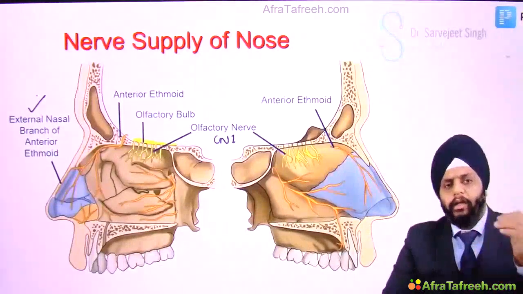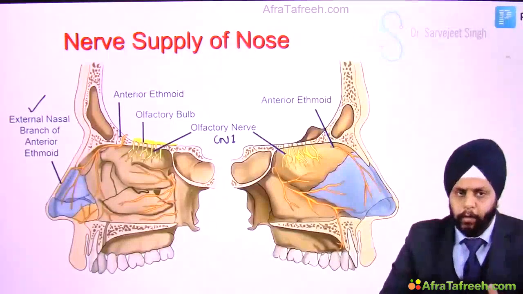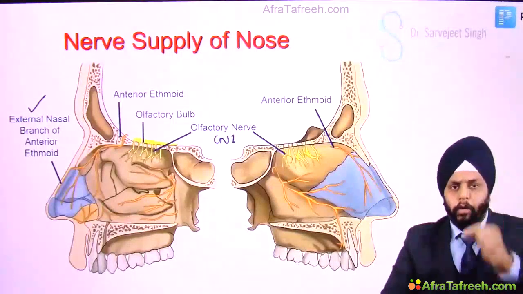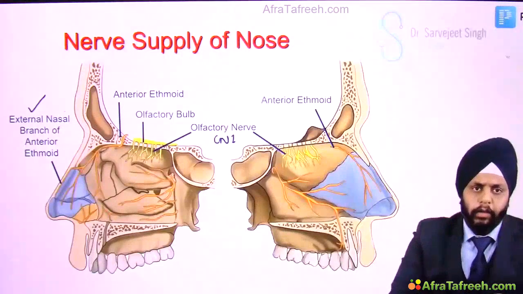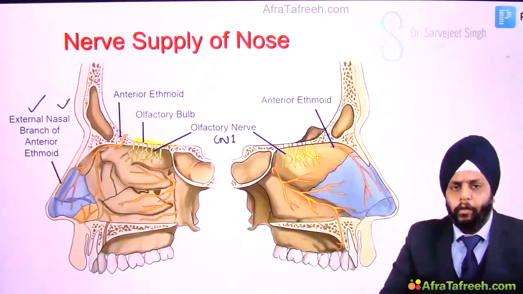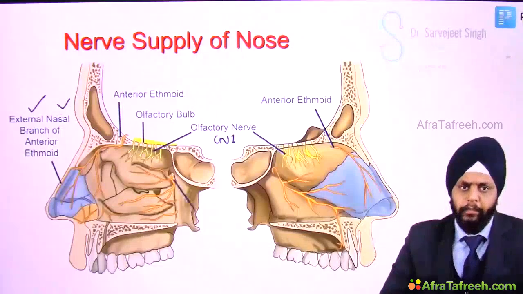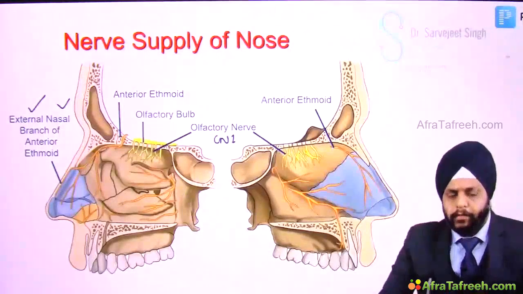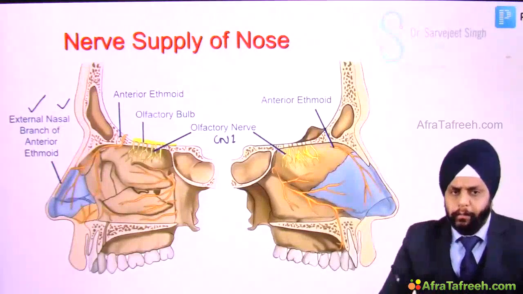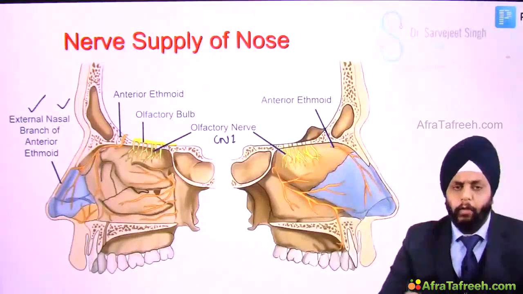Remember, we have earlier also talked about the anterior ethmoid block. So we give an anterior ethmoid block over here, to block this external nasal branch of the anterior ethmoid. Right? Okay, so now other than these, we have some more nerves which are not that important, but for completion's sake, we'll quickly do them.